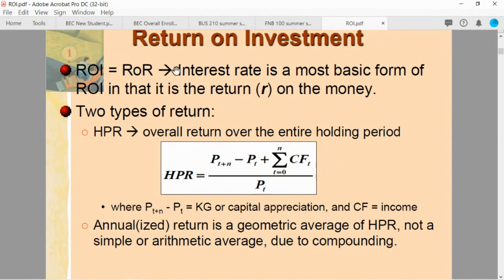Interest rate is a kind of rate of return, isn't it? Interest rate is the most basic form of return on investment. You may not consider putting money in the bank as an investment, but if you have $10,000 and you put it in the bank, you are passively lending money to the bank. Isn't that right? Does everyone agree?